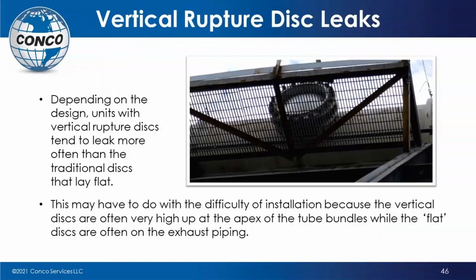And vertical rupture discs. Now, some plants don't have vertical. Some of them have horizontal. And the ones that have horizontal, we find less leaks on the horizontal rupture discs, but the vertical ones tend to leak more. They're up top of the unit itself. There's probably some physics in there as to why, but a lot of times you'll get a leak.